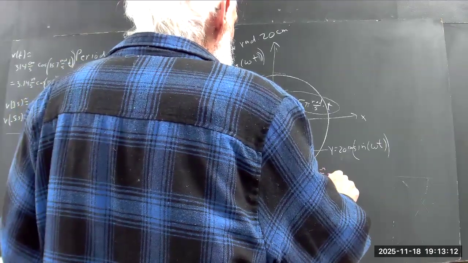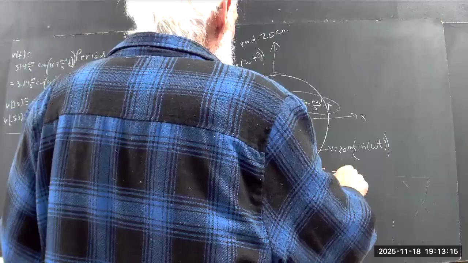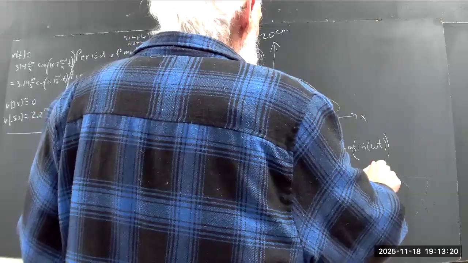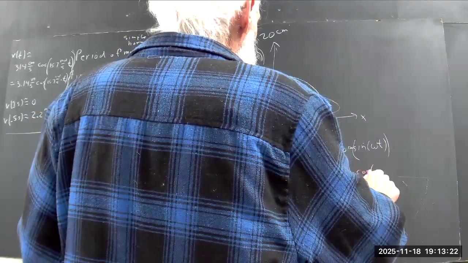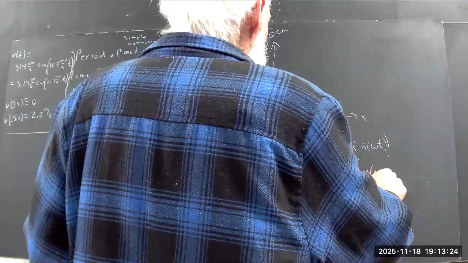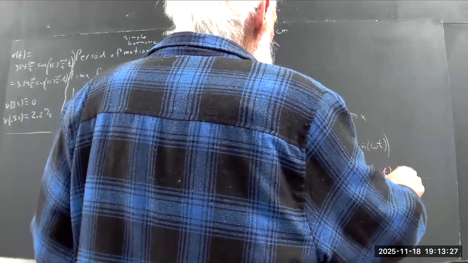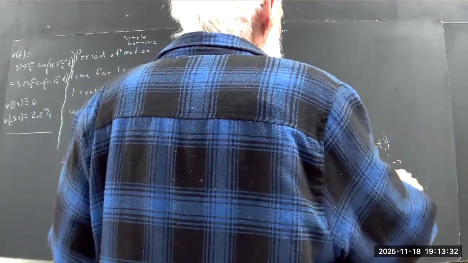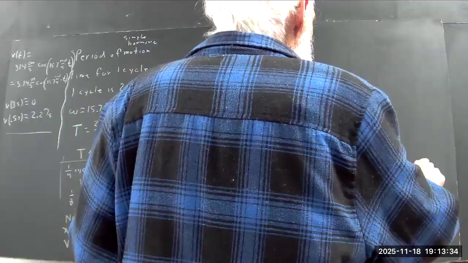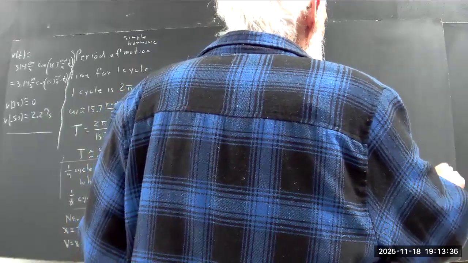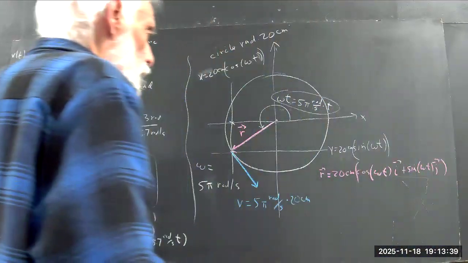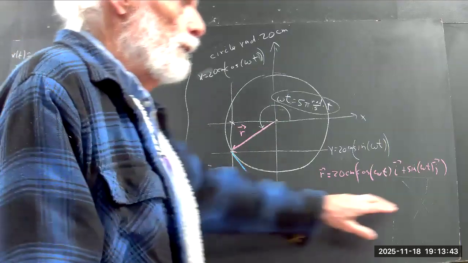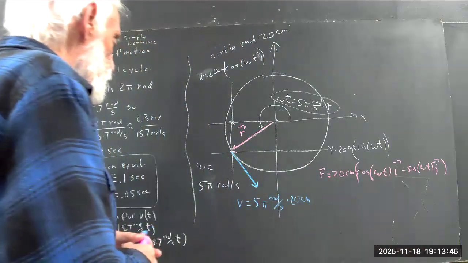R equals 20 centimeters times the cosine of omega t times i plus the sine of omega t times j vector. And I think, no, I'm still on the screen. Okay.